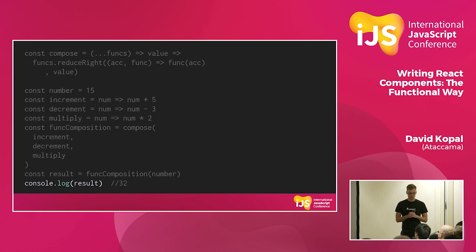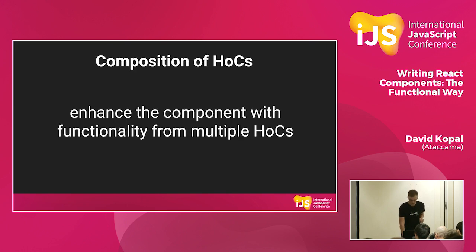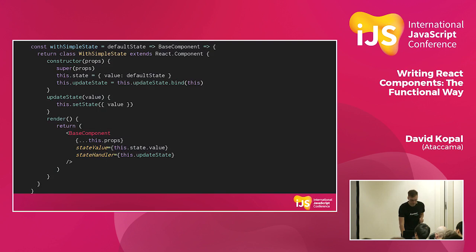Now, let's compose together several higher order components. We already know that we should define simple, reusable higher order components. But again, what if we need a behavior that just cannot be stored in a simple higher order component? We need to find a way to combine functionality from multiple components and pass it to our presentational component. And again, we can use composition for it. So let's take a look at how we can do that.